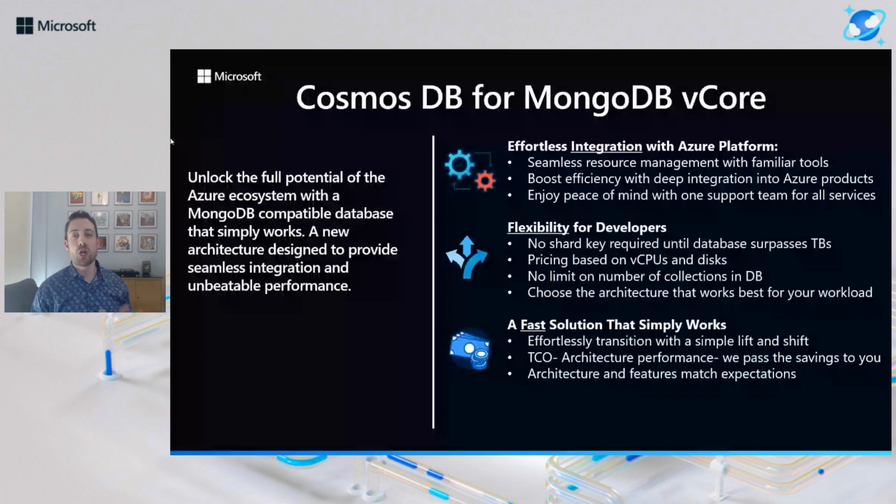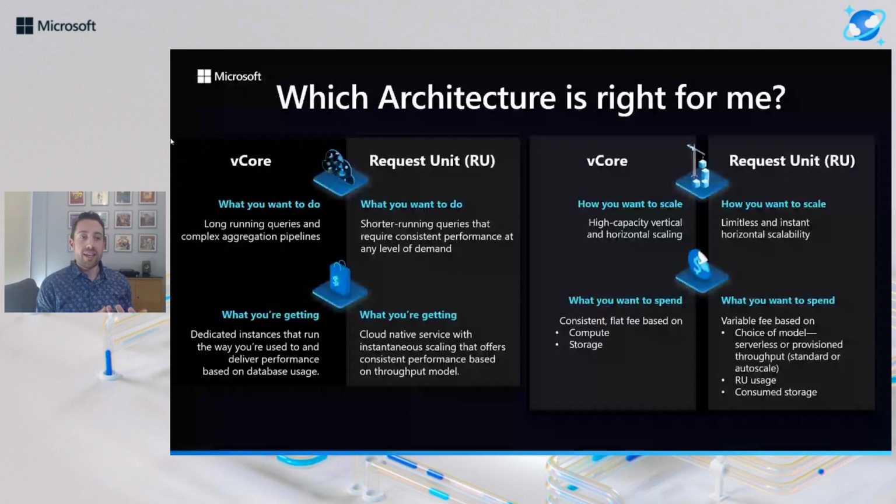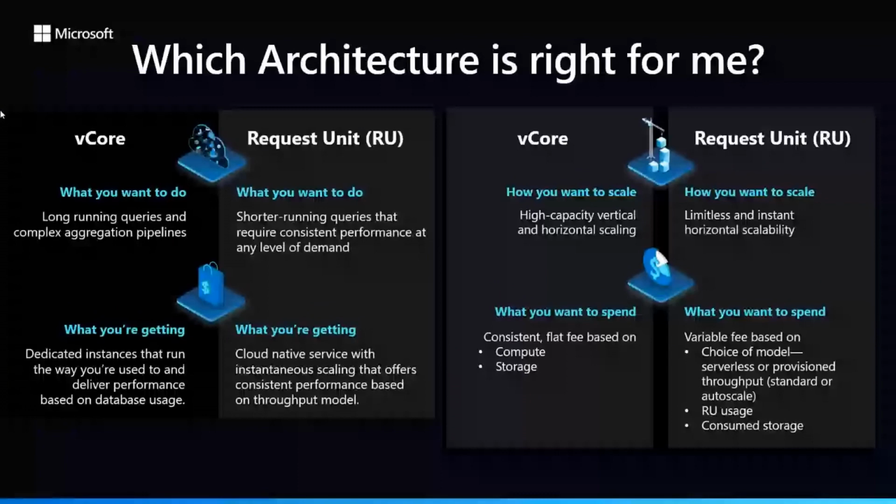Let's talk about which architecture is right for you. If you're looking into running long-running aggregation queries or complex queries, vCore might be a better option compared to running short queries that require consistent performance throughout. As I mentioned before, with vCore, you're getting dedicated instances that run in a way you're accustomed to, compared to request units where you have a cloud-native multi-tenant service with instantaneous scalability.